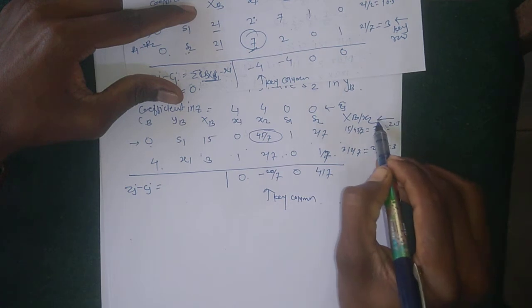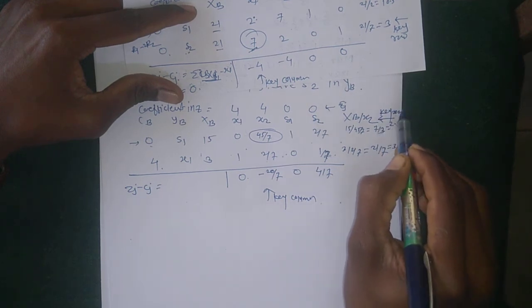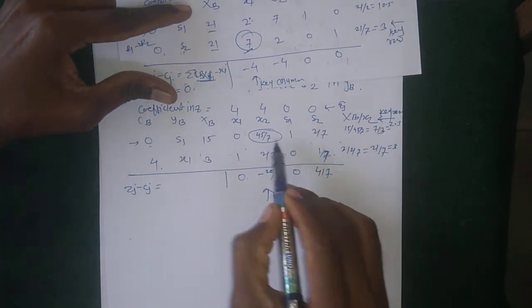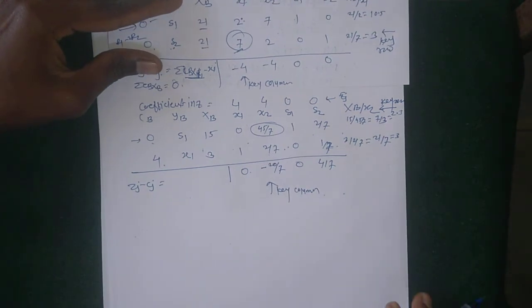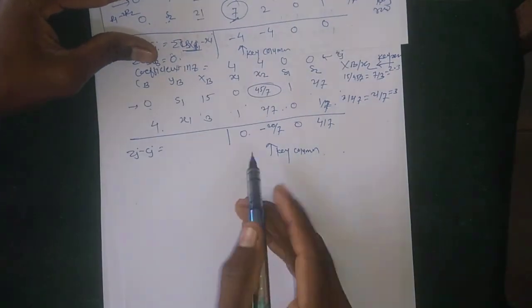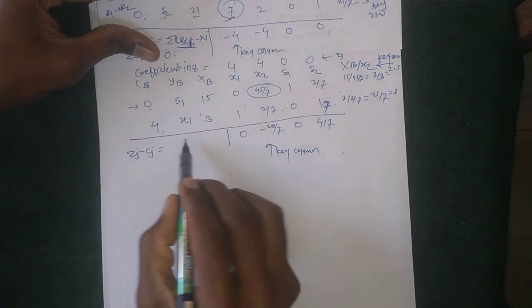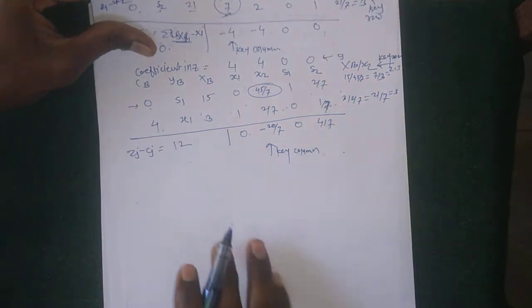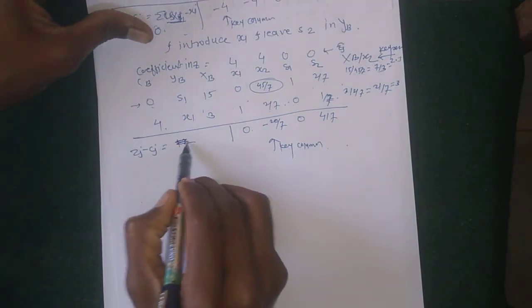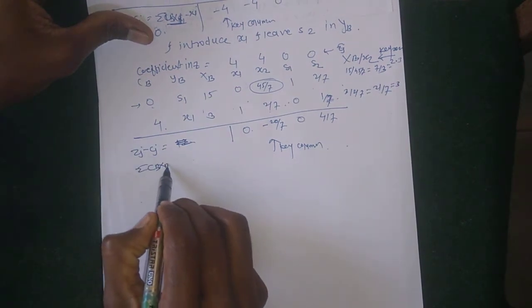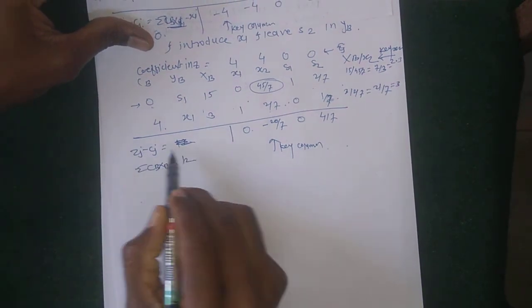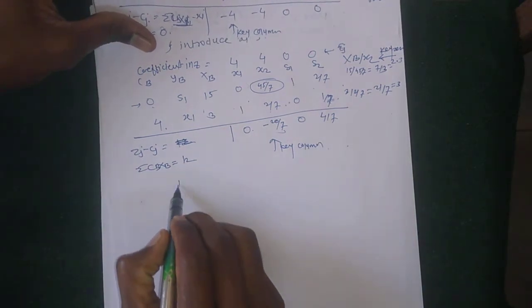Therefore leading element is, this is leading element, this is key column and this is our key row. Okay, so therefore leading element is 45 by 7. So draw again the next simplex table. Okay, and Zj minus Cj: summation of CBXB is equal to 12, and this is Zj minus Cj.